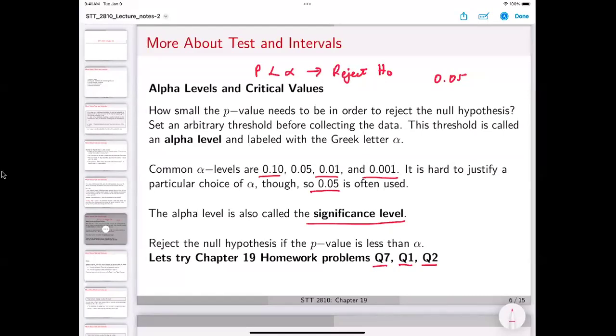Remember, we are making decisions here. What decisions are we making? We are either rejecting the null hypothesis or we are failing to reject the null hypothesis. Can we make mistakes? Absolutely yes. Is that okay? If the null hypothesis is true and you reject it, you've made a mistake. If the null hypothesis is false and you fail to reject it, that is also a mistake.